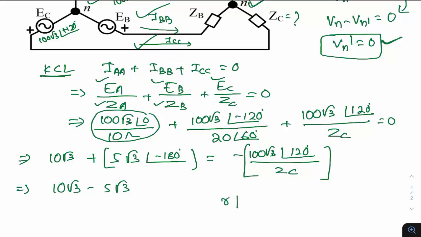I mean to say R at an angle of plus or minus 180 degrees is equivalent to minus R. Like R at an angle of 0 degrees is plus R, R at an angle of plus or minus 180 degrees is minus R, right? So I hope you have this basic. So this is equivalent to minus of 100 root 3 at an angle of plus 120 degrees divided by ZC.